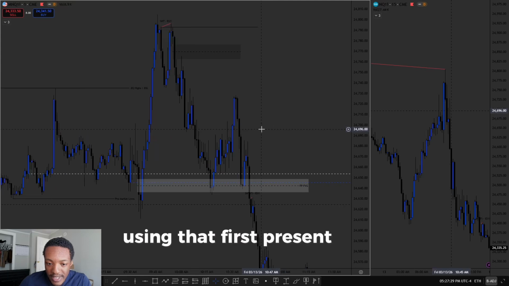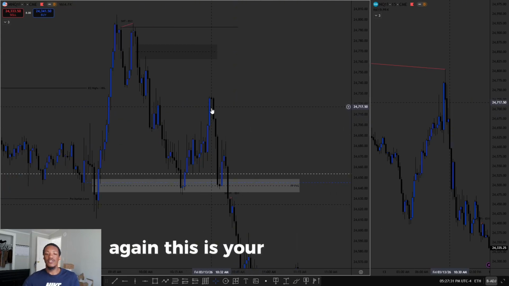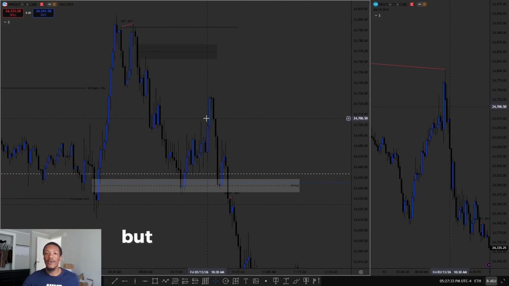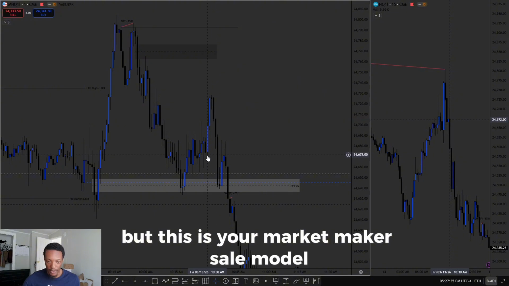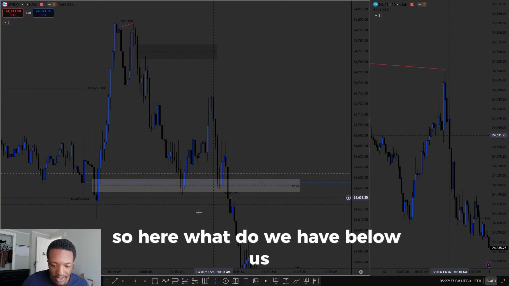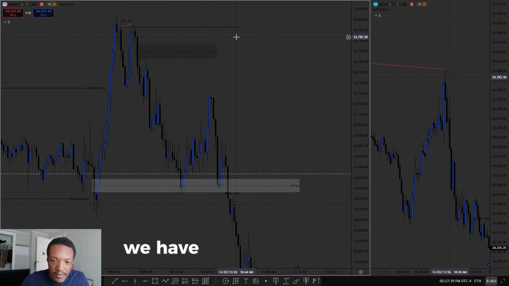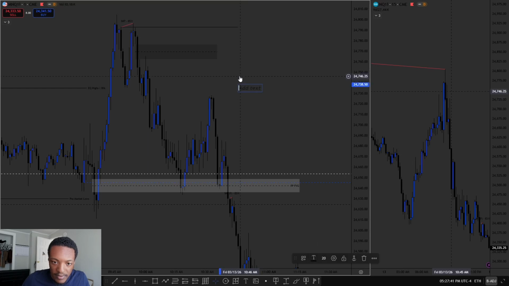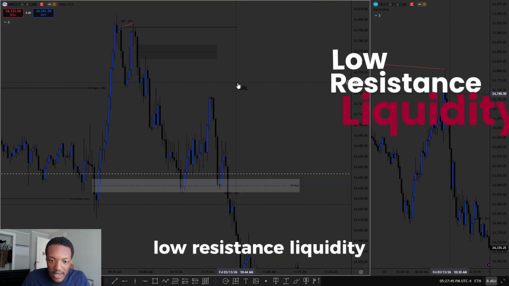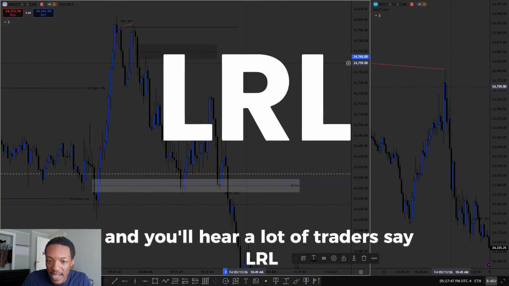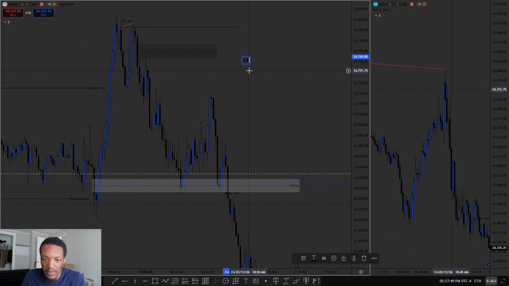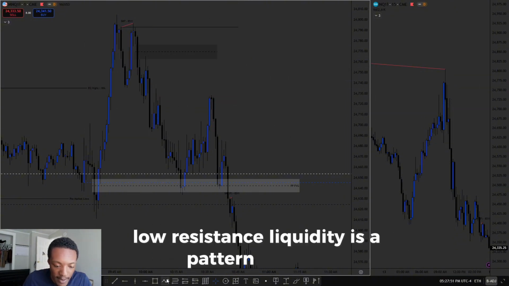And my third short was this. Using that first presented fair value gap again, this is your ICT 2022 model, but this is your market maker sell model. So here, what do we have below us? We have, I'll type it out for you, but we have low resistance liquidity. And you hear a lot of traders say LRL. Low resistance liquidity is a pattern like this.